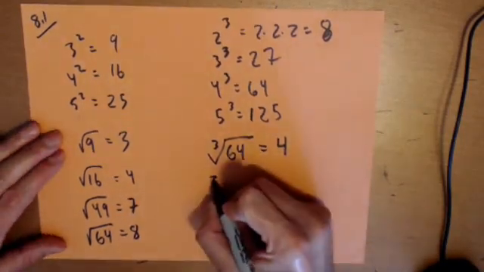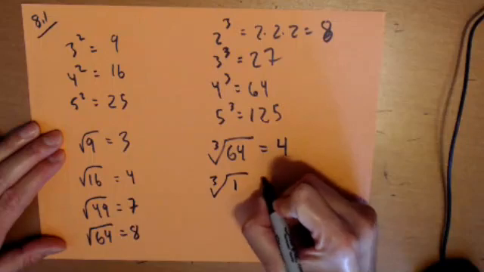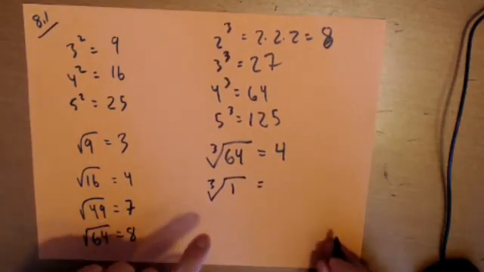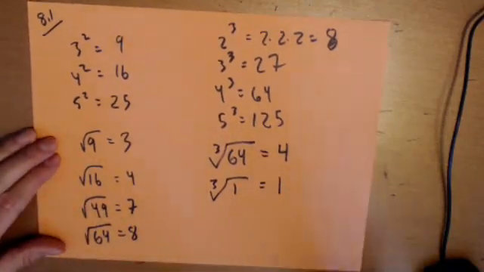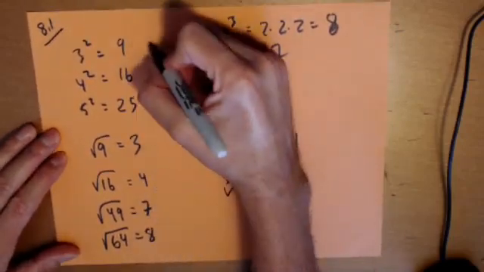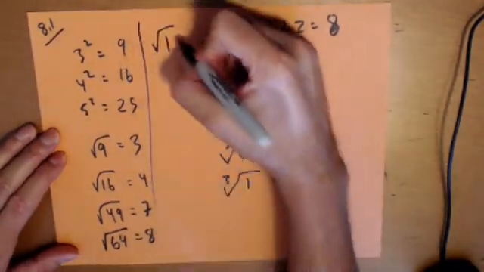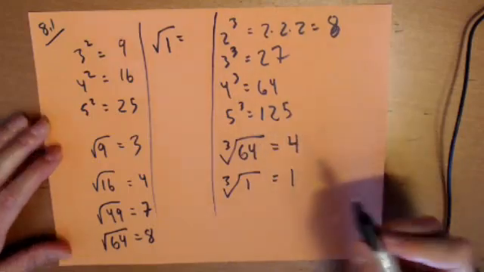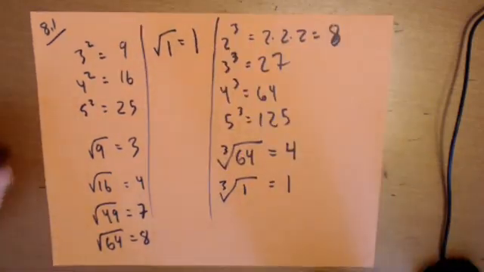Aha. The cube root of 1? Oh, 1 times 1 times 1. So the cube root of 1 is 1. What's the square root of 1? Square root of 1 is 1. Oh, okay.